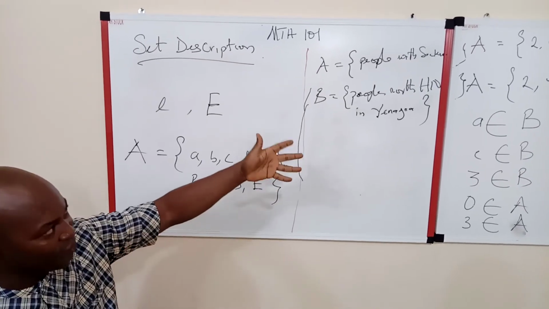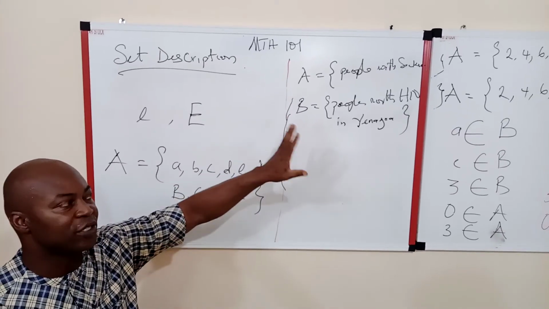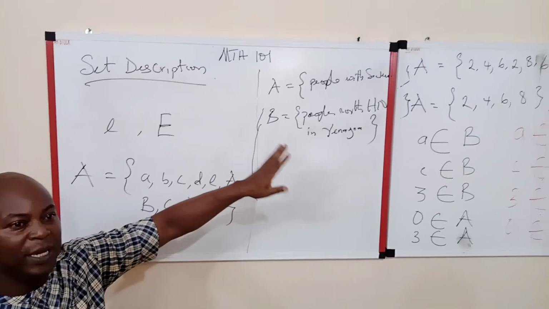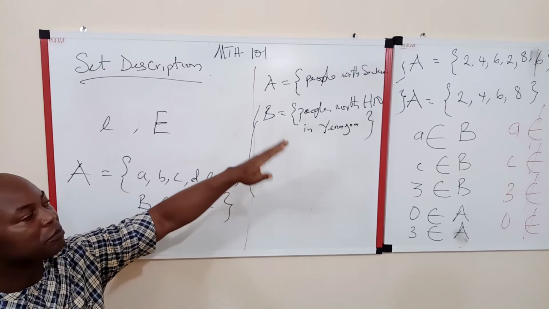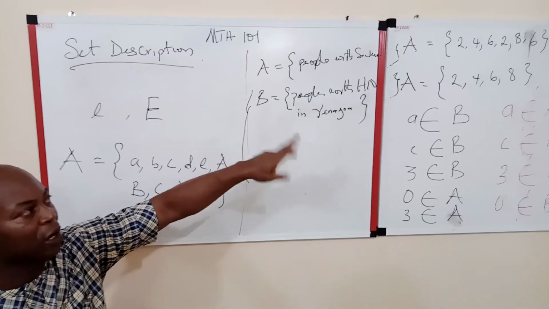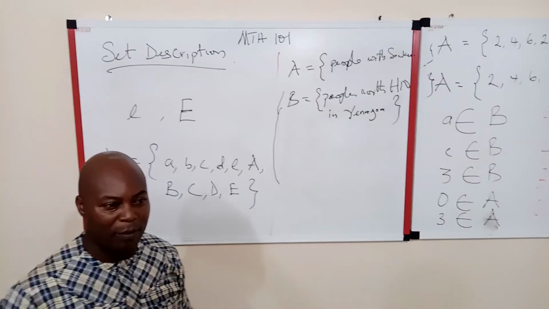Now in the other one we have said, for it to be a set, we must denote it with a capital letter. Its elements, if it's English alphabet, must be in lowercase. They must be enclosed in a curly bracket and separated with commas.